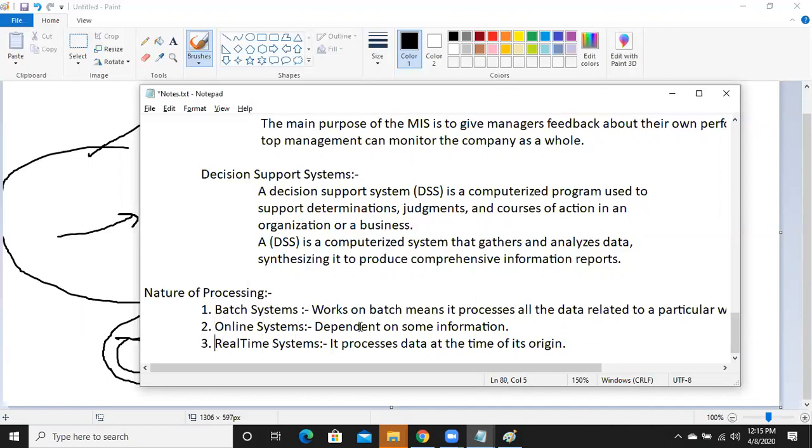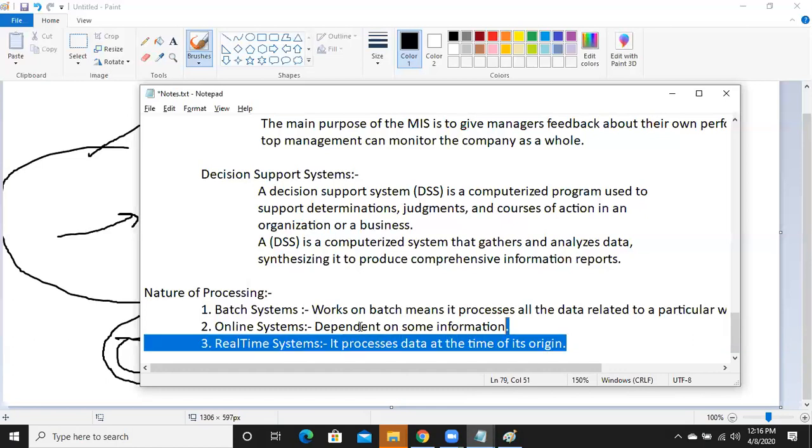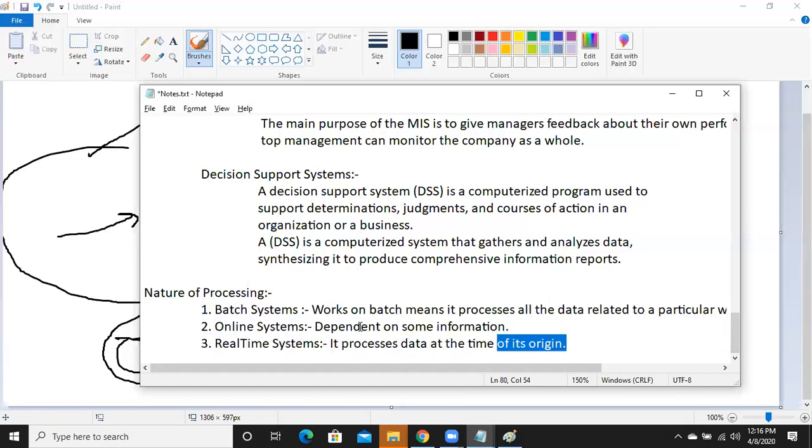Real-time systems are much faster than online systems. The only difference is in the reliability, efficiency and effectiveness of the results. For online systems, there is just this difference of timeliness. So we have discussed the nature of processing: batch processing, online systems and real-time systems.